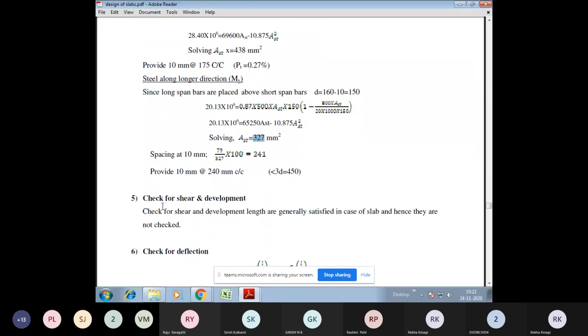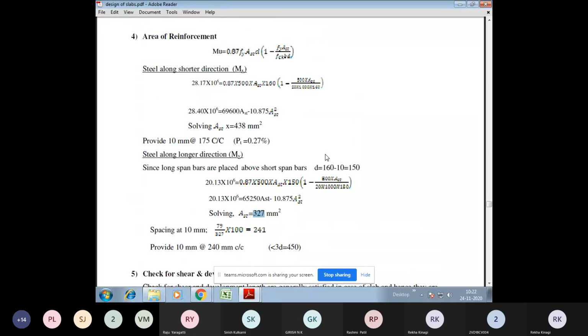And check for shear and the development. Make sure that whenever you are checking for shear, you always get no shear reinforcement requirement. That is, K into tau C should always be greater than tau V. Suppose you get tau V more than K into tau C, make sure that you redesign your section or recheck your design, because in the case of a slab, you are going to get K into tau C value always greater than tau V.